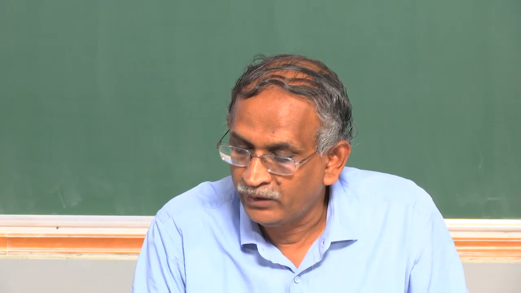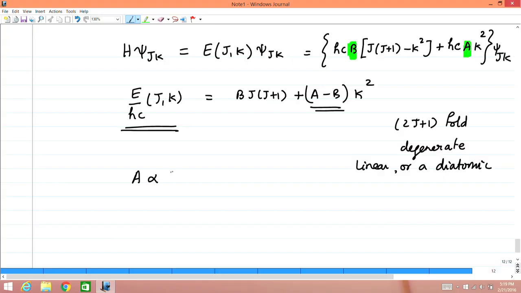Also look at the magnitude of A and B. A is proportional to 1 by Iz, the principal moment of inertia along the symmetry axis, and B is proportional to 1 by Ix, and Ix and Iy are equal, while Iz is different. Therefore, if Iz is smaller than Ix and Iy, we said it was a prolate symmetric top. Therefore, for a prolate symmetric top, A is greater than B, because the moment of inertia is smaller than the equal moment of inertia.